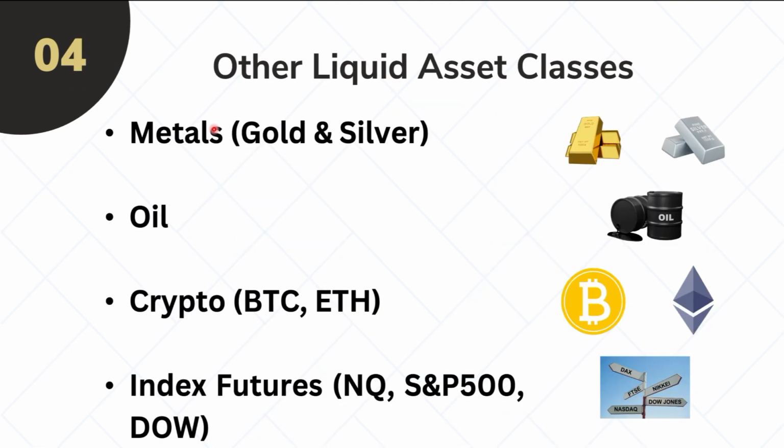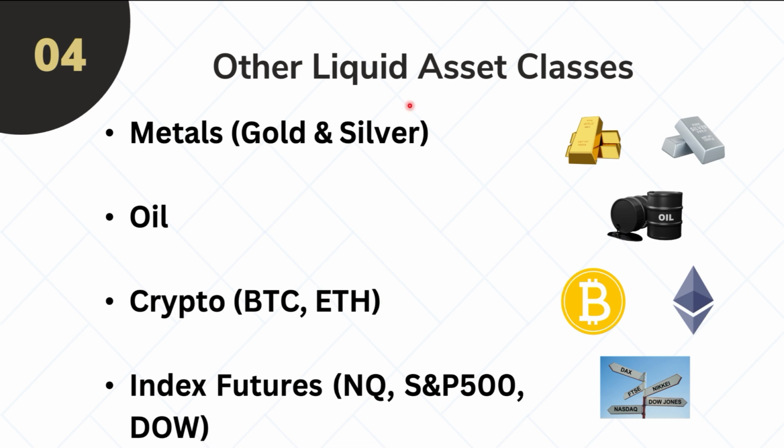And then lastly, some other liquid asset classes you can trade. You can trade the metals, so gold, silver, also copper. I like to trade only gold and silver. You can look at oil, also very nice to trade. Since a few years, you can also trade crypto, and especially Bitcoin and Ethereum. Those are the biggest, so that means the most liquid.